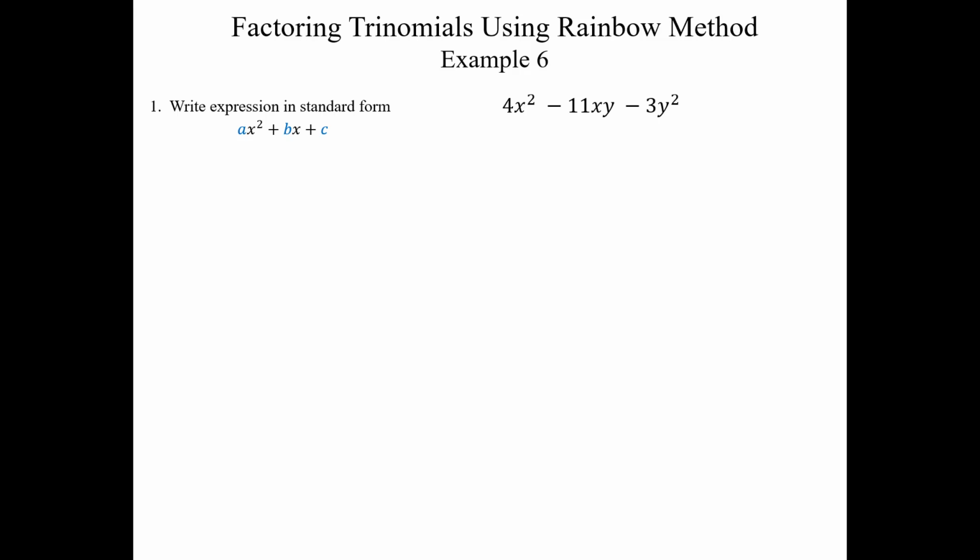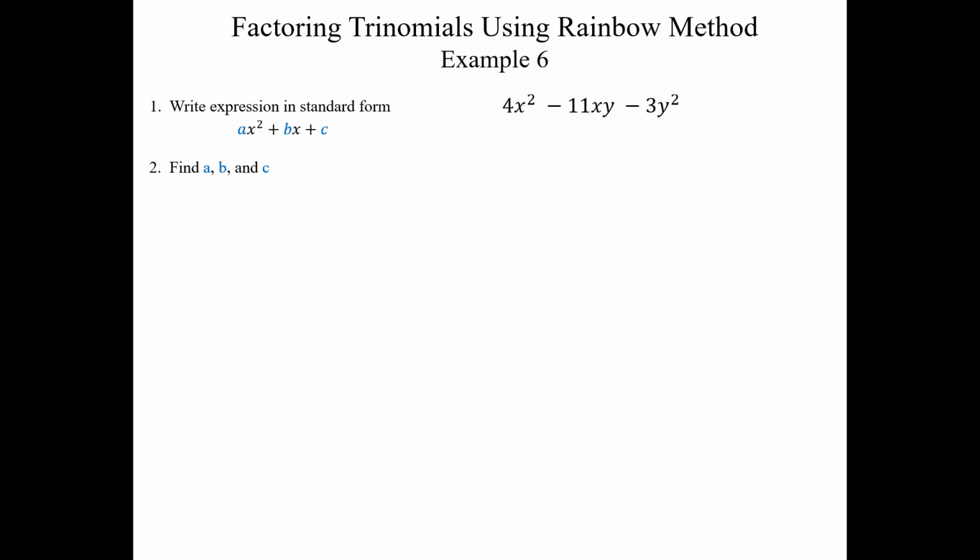First, we need to write our expression in standard form, which is ax squared plus bx plus c. And looking at this expression here, we notice that the x variables do fit this form. We have an x squared in the first term, an x to the first in the second term, and the last term doesn't have any x's. So we can continue using the method.